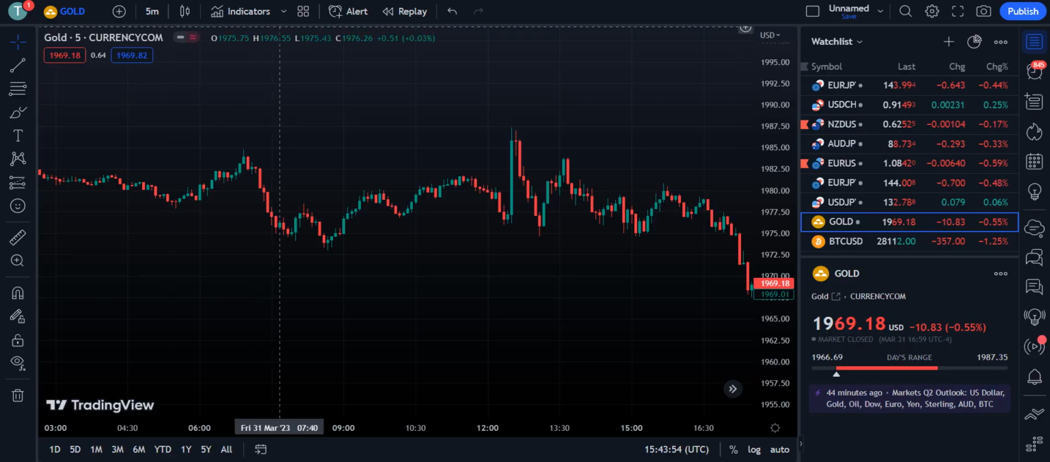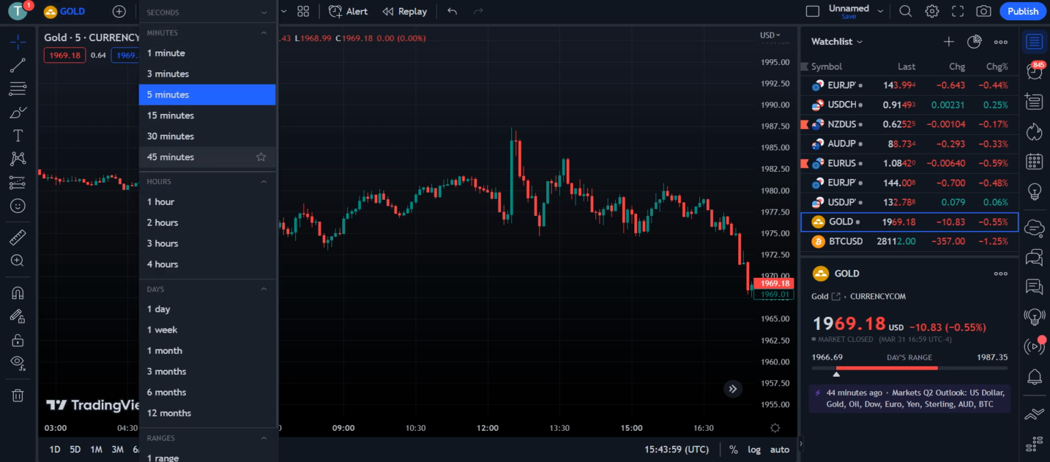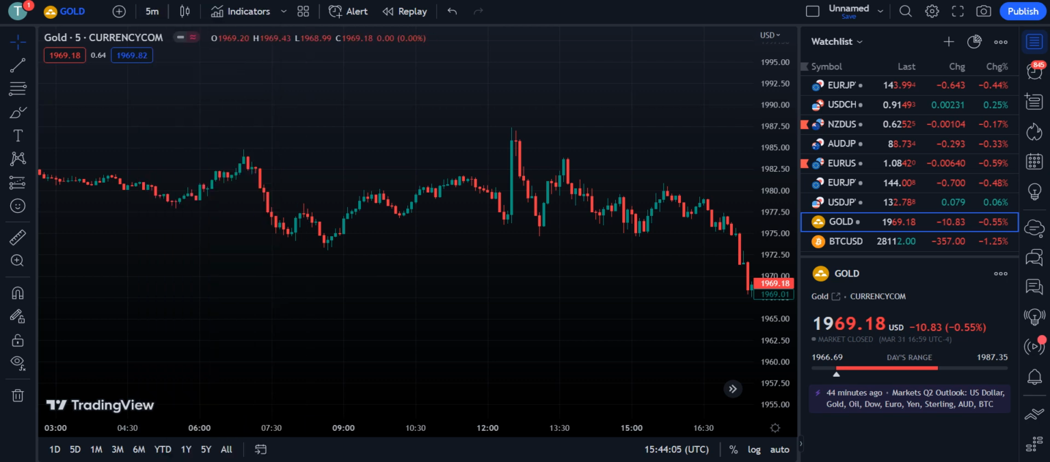Let's move towards the strategy. Here I have opened a gold chart with a 5 minutes time frame. You can use a time frame from 1 minute to 30 minutes, but I will be using this 5 minutes time frame for the gold chart.